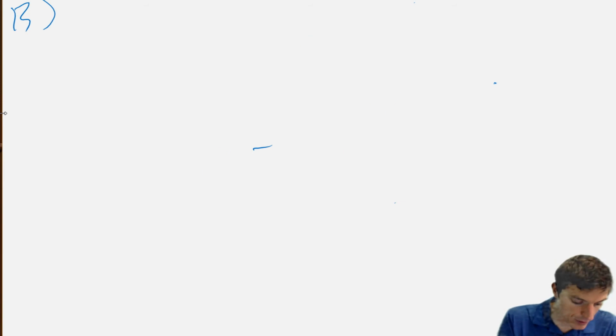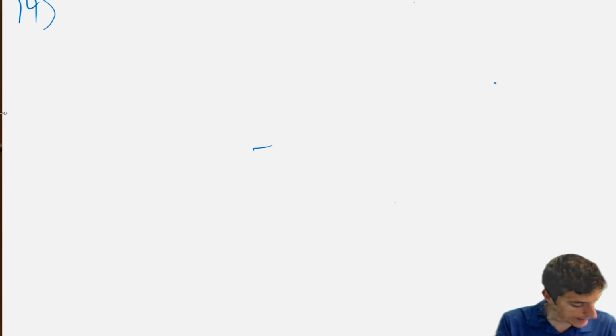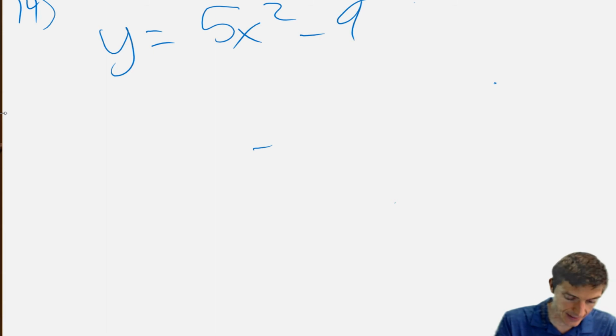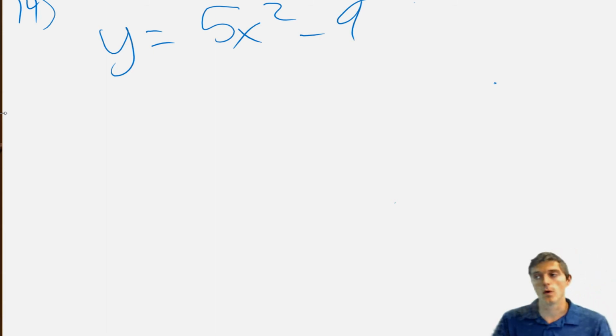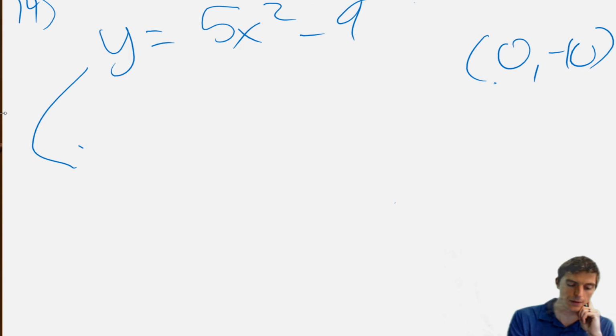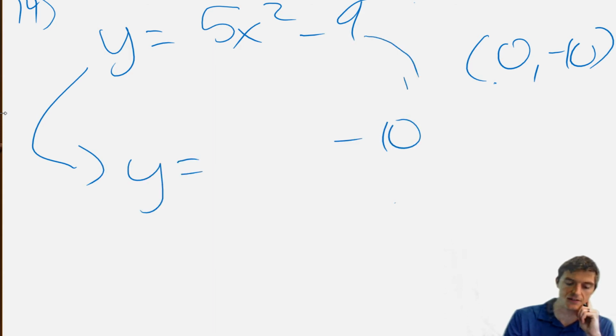If I look at number 14 here, I have y equals 5x squared minus 9. What they want me to do in this problem is change the y-intercept so it goes to -10. Okay, if I want to make that change, that's no problem. Instead of having a y-intercept at -9, I'm just going to change that to having a y-intercept at -10.